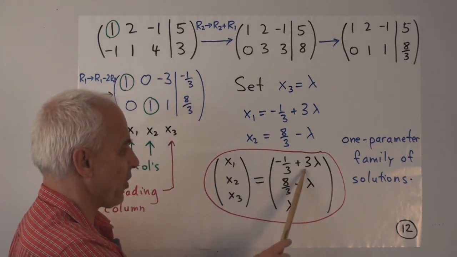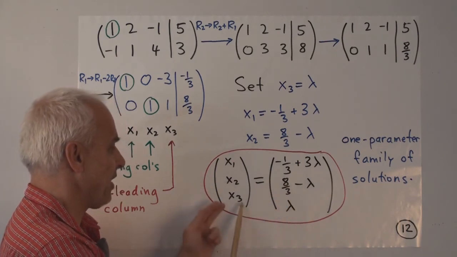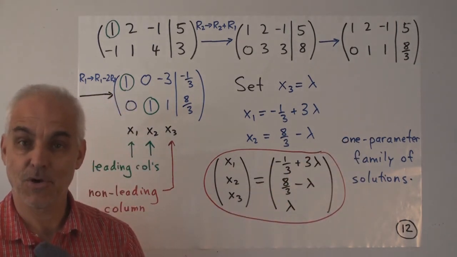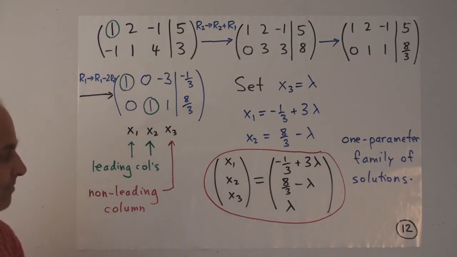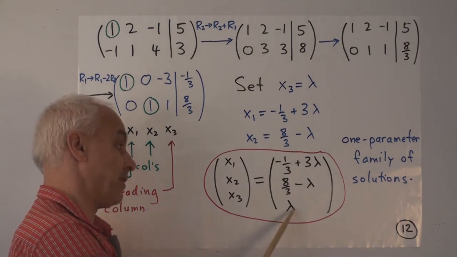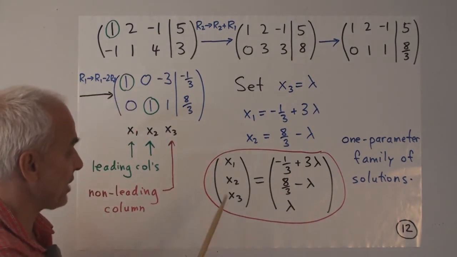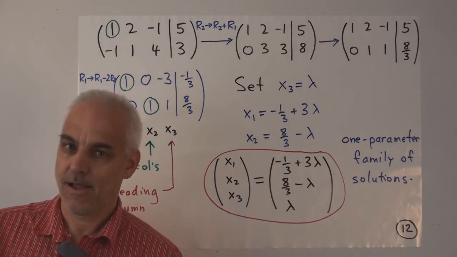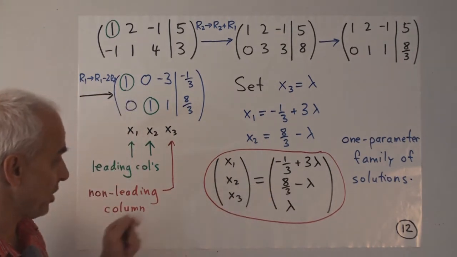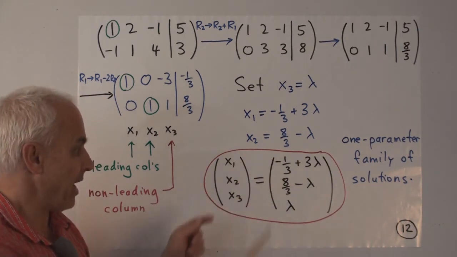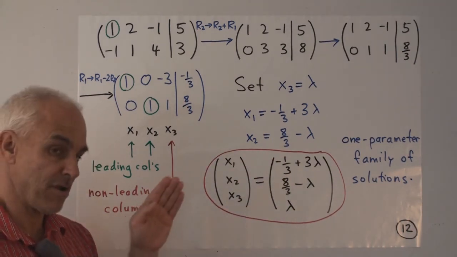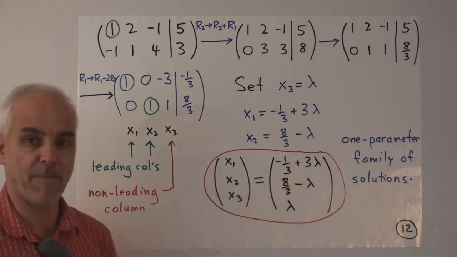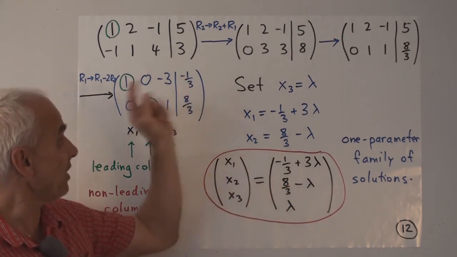We get x1 equals -1/3 plus 3 lambda, x2 equals 8/3 minus lambda, x3 equals lambda. We get a one-parameter family of solutions corresponding to our intuition. In particular, if, say, lambda is equal to 0, then we see that x1 is -1/3, and x2 is equal to 8/3, and x3 is equal to 0. If you go back to the picture on the previous page, that corresponds to using almost 3 multiples of v2 and a -1/3 multiple of v1 to get v. Different values of lambda correspond to different combinations of these three original vectors to create the vector (5, 3).